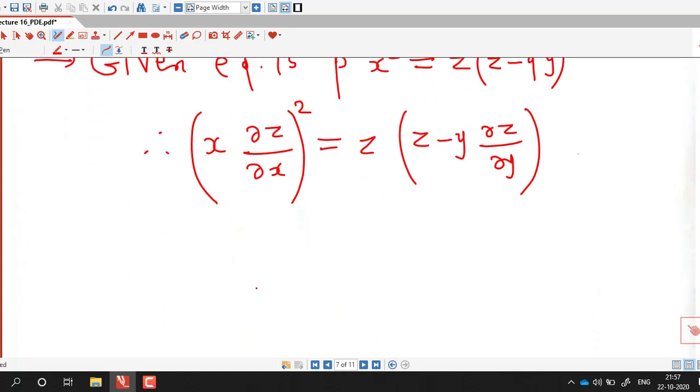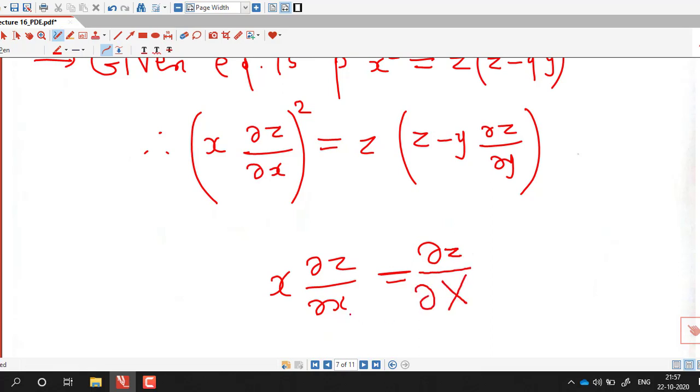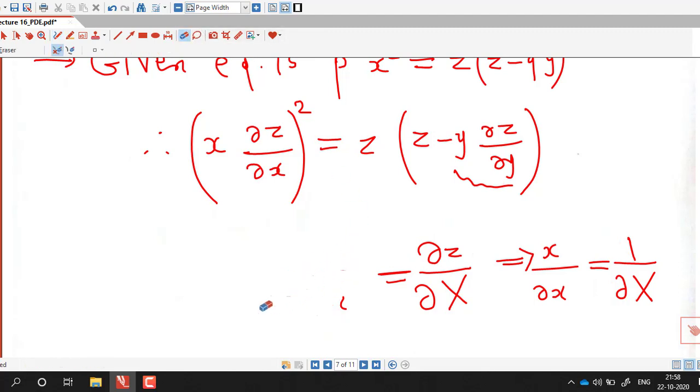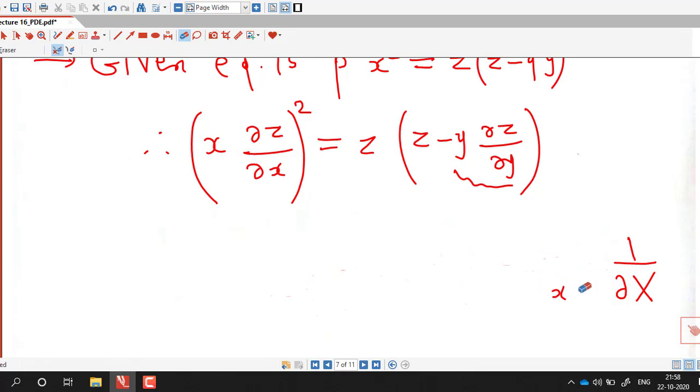Now if you compare this x times del z by del x with del z by del capital X, where we keep small z as it is, then from this we get the idea that we should consider this change of variables: del x over x equal to del capital X, that is, x times del x equals 1 over del capital X. Same thing here, y times del y we will consider as 1 upon del capital Y. This idea was discussed in the last lecture also, while reducing that equation into standard form 1.